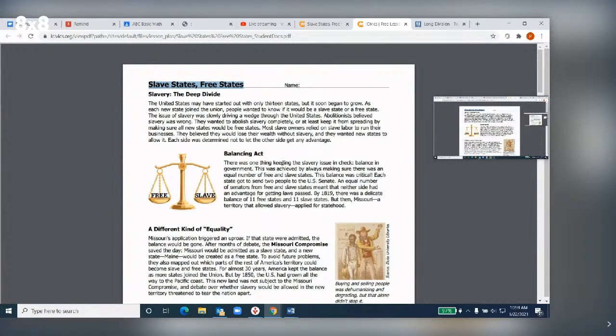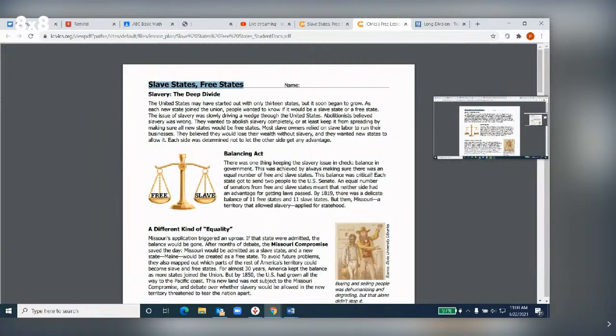There was one thing keeping slavery in check: balancing government. This was achieved by always making sure there was an equal number of free and slave states. It says the balance was critical. Each state got to send two people to the U.S. Senate, just like today. Each state has two senators. An equal number of senators from free states and slave states meant that neither side had an advantage for getting laws passed. But in 1819, about 40 years before the Civil War, there was a delicate balance.